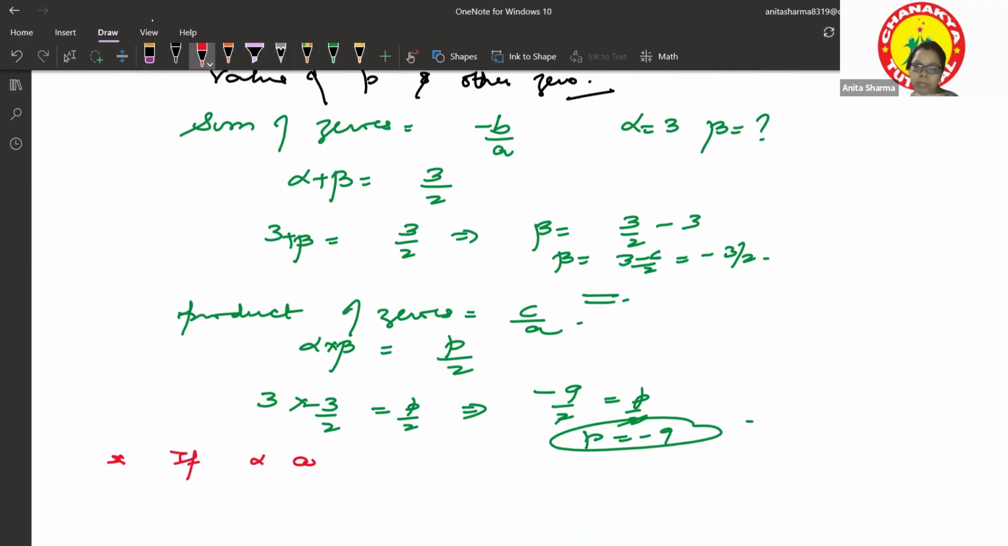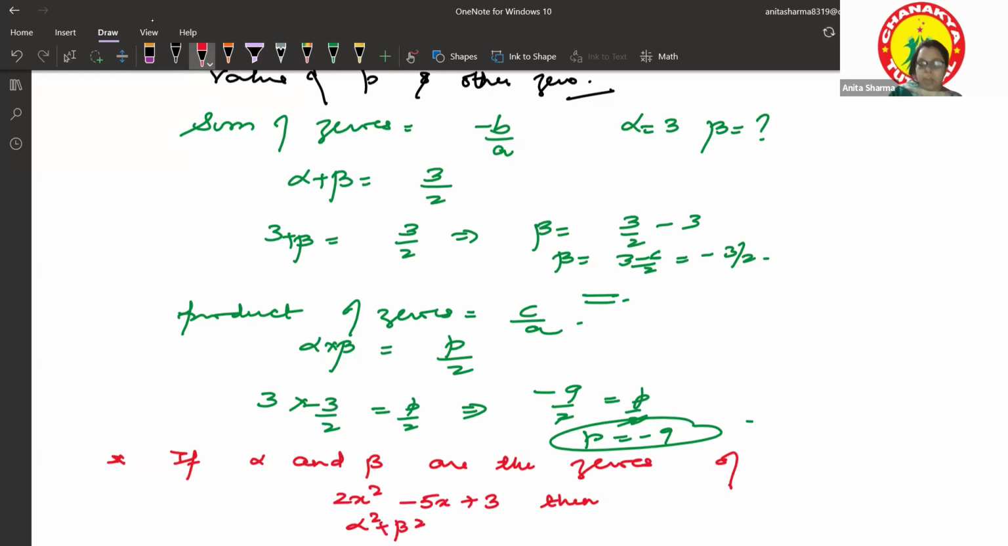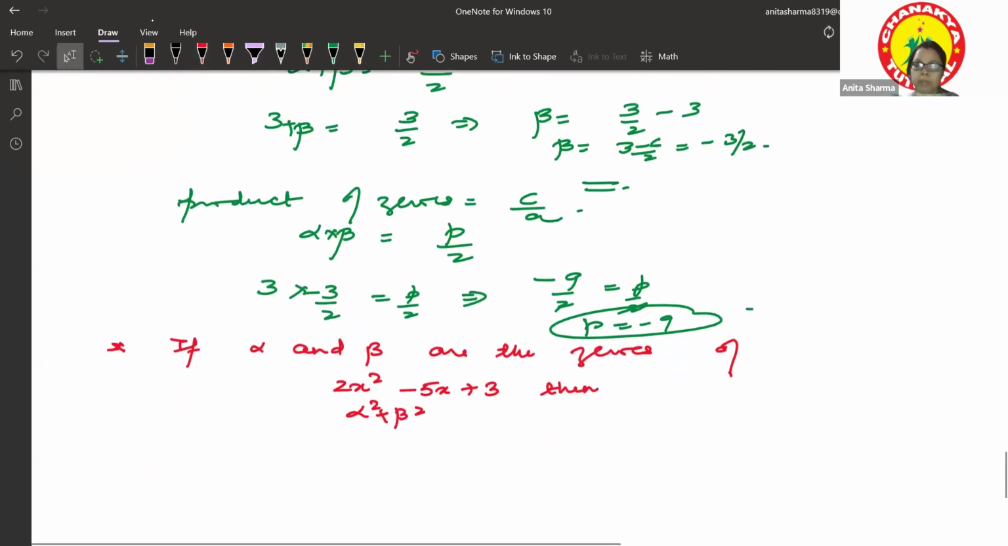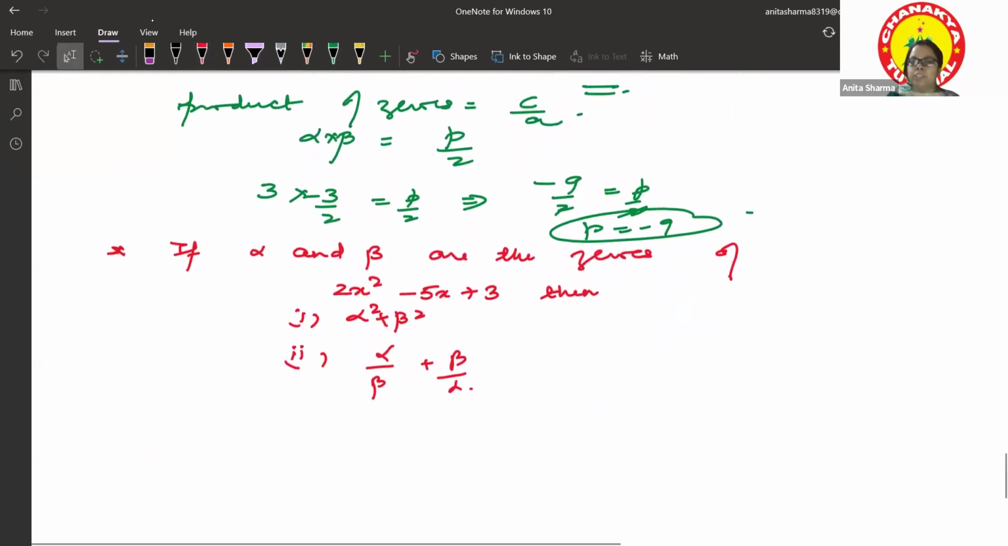if alpha and beta are the zeros of 2x square minus 5x plus 3, then find the value of alpha square plus beta square. This type of question is asked many times, and the second part is alpha by beta plus beta by alpha. So no need to take any tension.